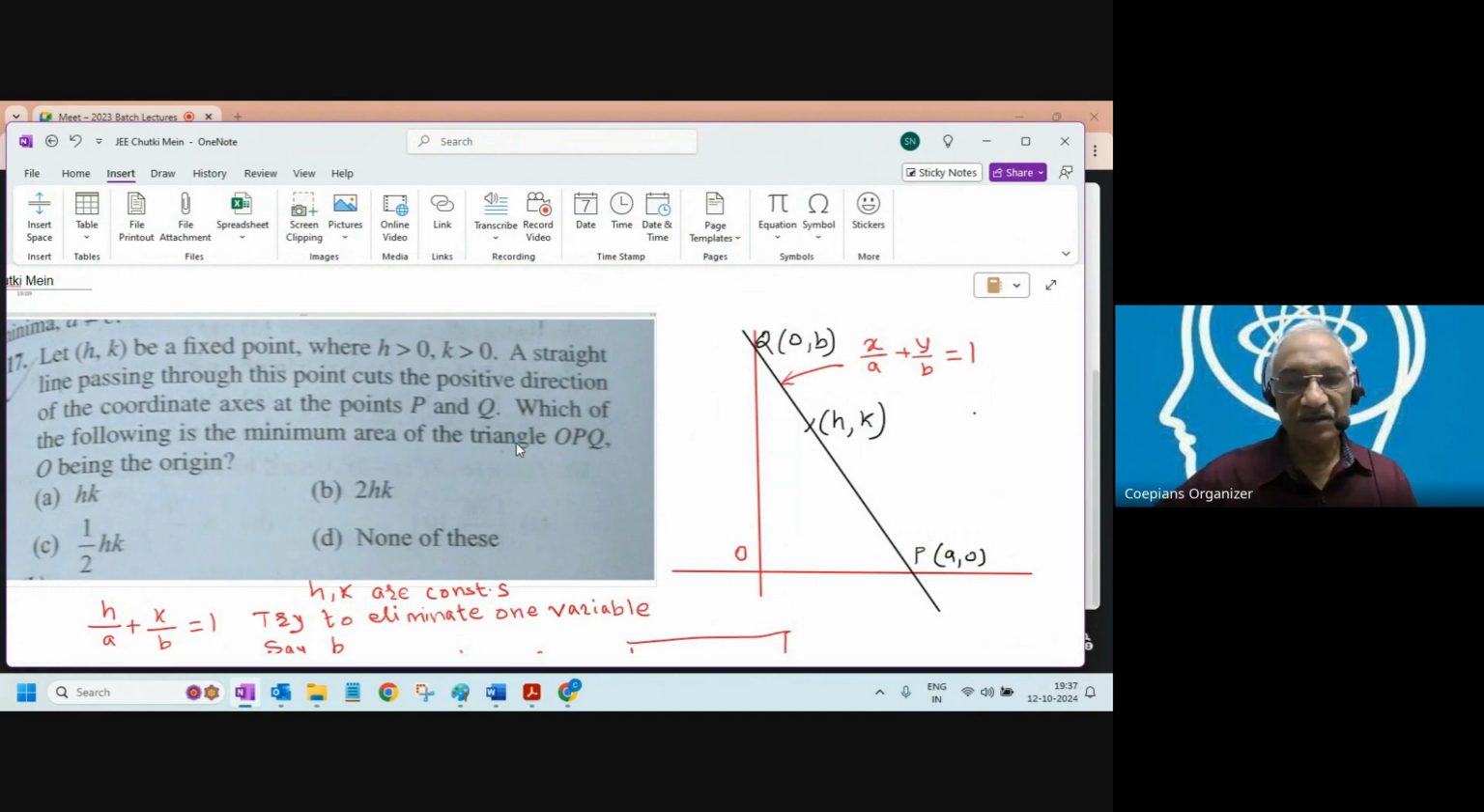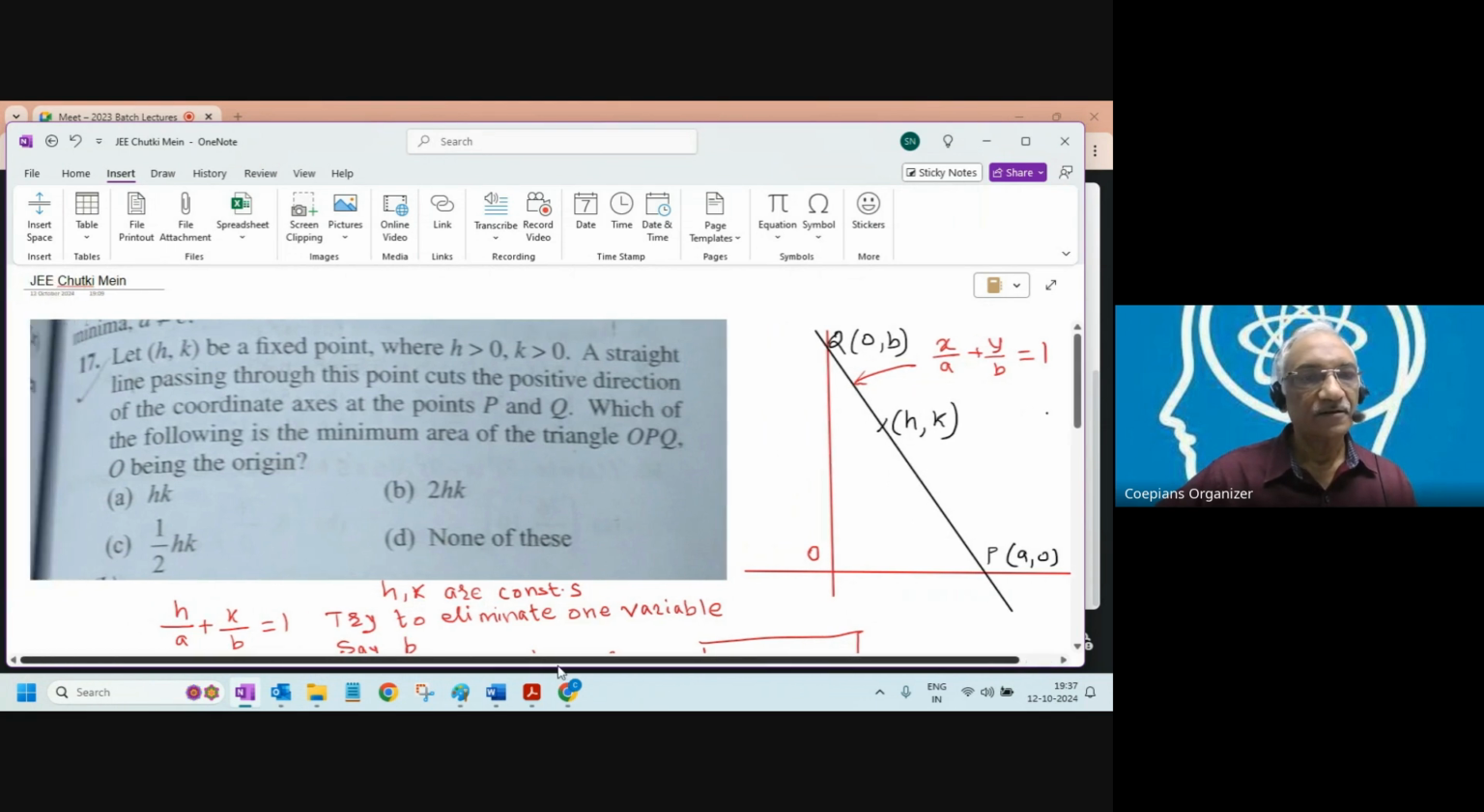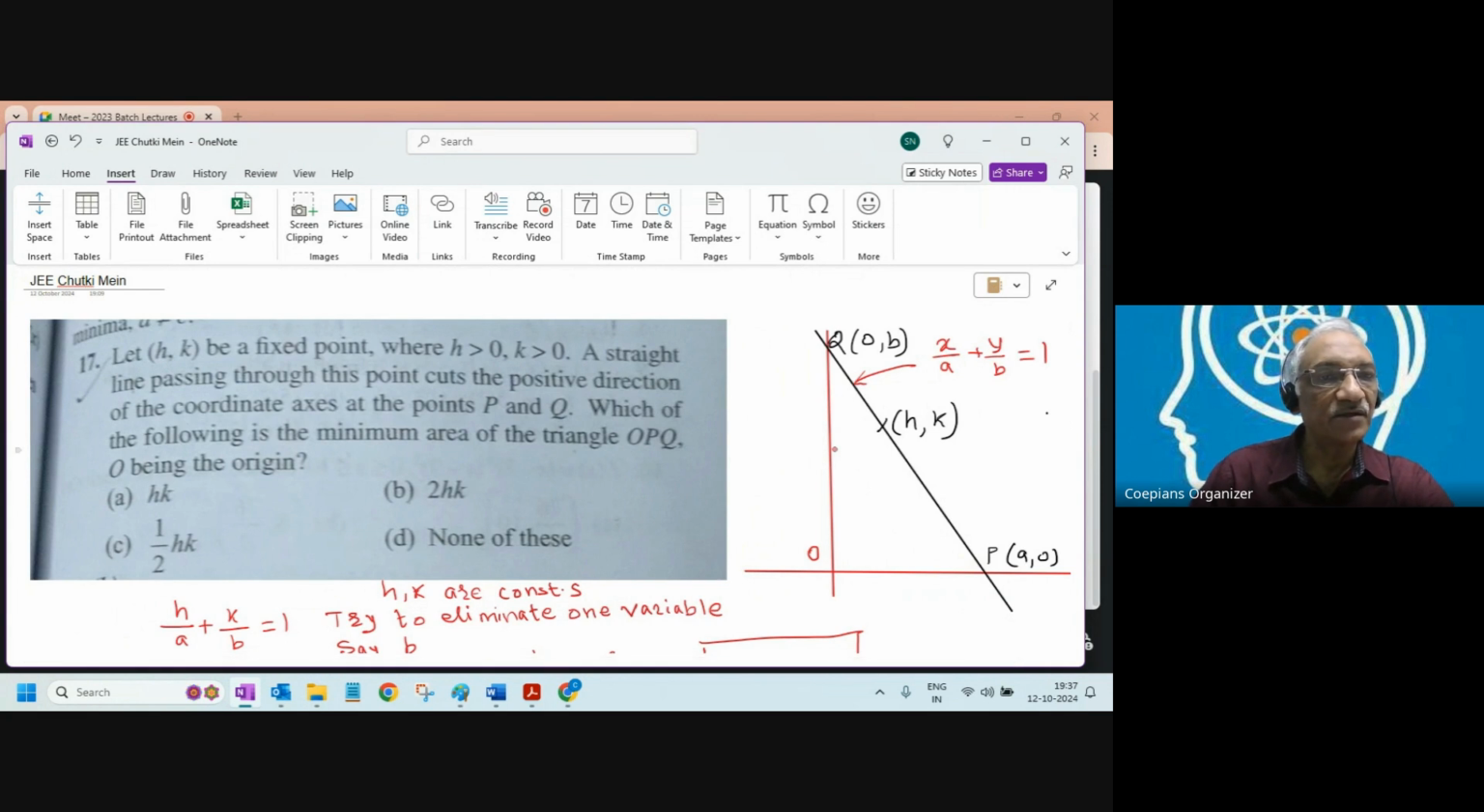We have this particular problem which you can see here on the screen. It says that (h, k) is a fixed point, and h is greater than 0, k is greater than 0. That means it's in the first quadrant.